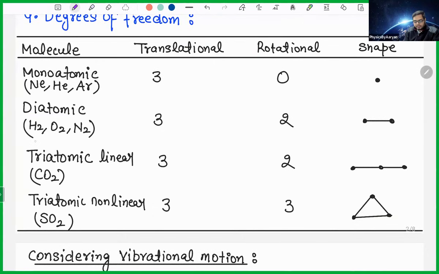Then comes diatomic. Diatomic molecules are like hydrogen gas, oxygen gas, nitrogen gas. It looks something like this. This is H and H. Now, this molecule can go in X direction, Y direction, Z direction. It means it has three translational degrees of freedom. And it also has two rotational degrees of freedom. It does not have three rotational degrees of freedom, it has two.